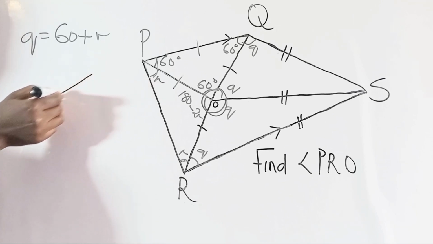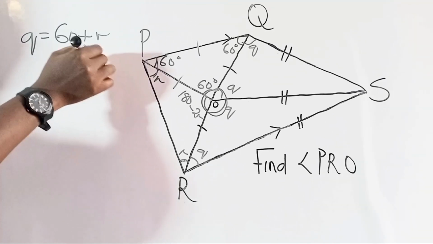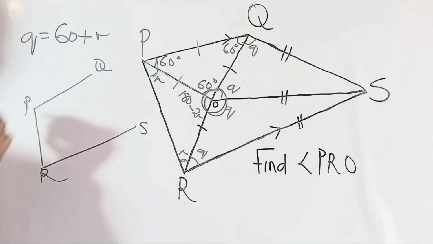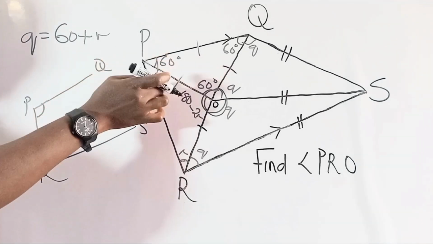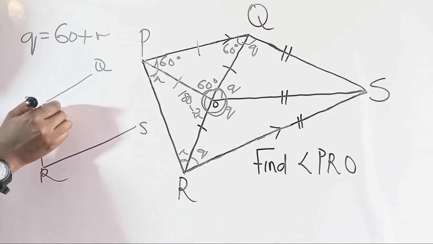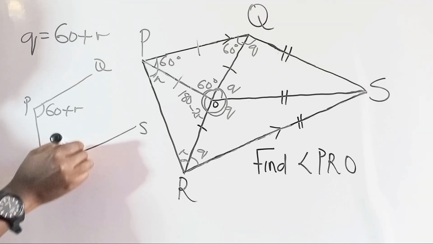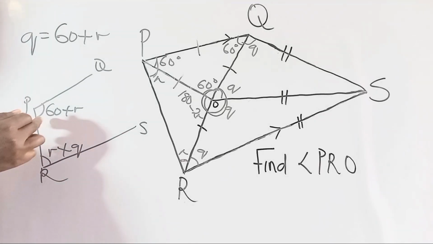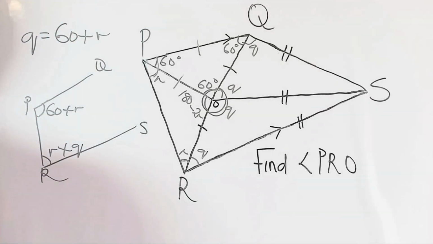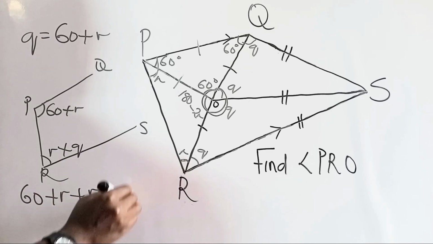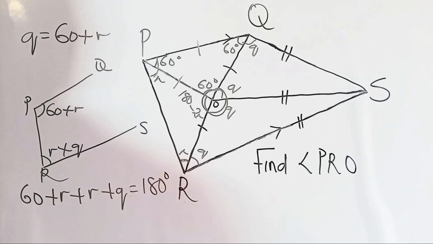So we have two parallel lines here, PQ, which is parallel to RS. Now we have this angle here, which is this angle P, 60 plus R, so it's here. And we have this angle here, which is R plus Q, right? So the rule says that this angle plus this angle equals 180. Okay, so now we are going to sum up these two angles. We have 60 plus R plus Q equals 180 degrees.